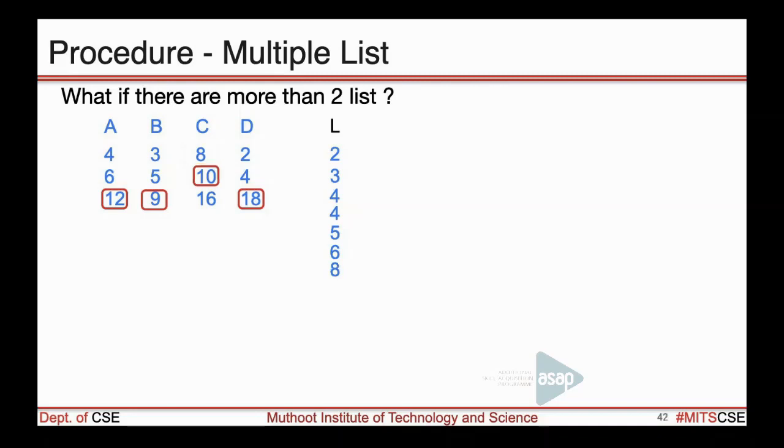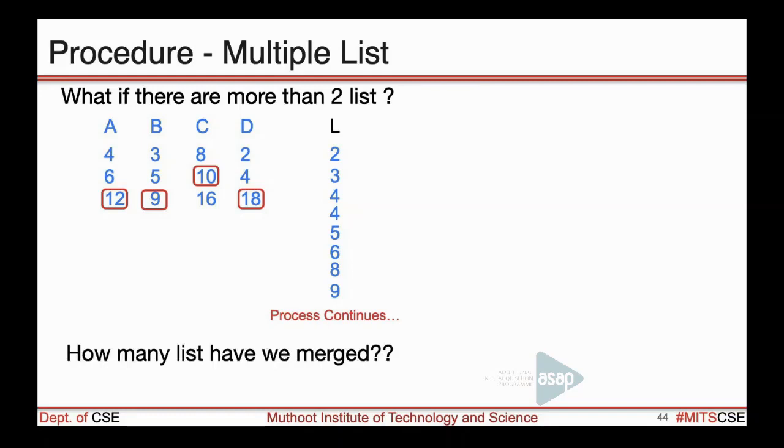Next value is 8. The pointer is moved to 10. Then it is 9. This process is continued until all the elements are listed in the final list. Okay, so how many lists have been merged? A is the first one, B is the second list, C is the third, and D is the fourth list. So we have merged 4 lists. That's why this is called 4-way merging.